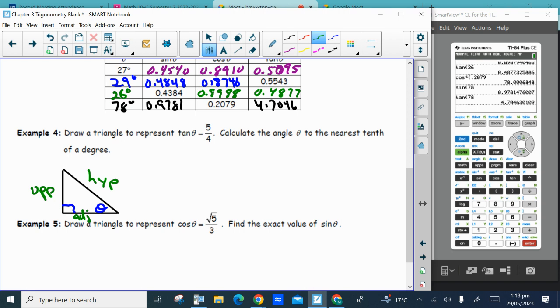And we are told that the tan of theta is 5/4. Tangent, by definition, is opposite over adjacent. That's the definition of tangent. It's on the formula sheet.